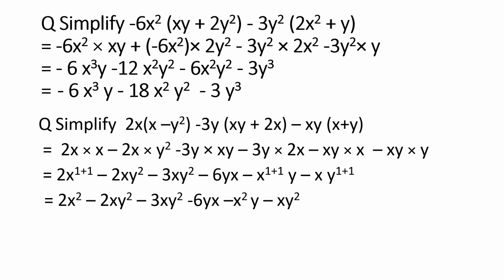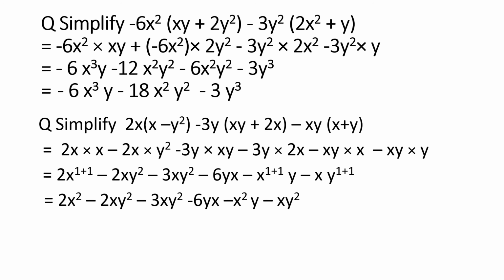Now we have to look for the like terms. 2x², there is no other term in which the variable part is x². Now the next, xy² and xy². We are having three like terms: minus 2xy², minus 3xy², and the last is minus 1xy².